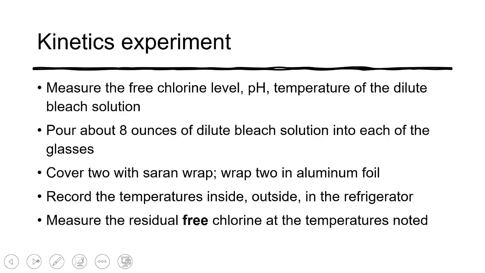So for the kinetics experiment, you're going to measure the chlorine, the free chlorine level. So follow the instructions for free chlorine. You'll also measure the pH and the temperature of the dilute bleach solution. Pour 8 ounces of the dilute bleach solution into each of the glasses. You're going to cover 2 with saran wrap, 2 with aluminum foil. You're going to record the temperatures inside and outside, so basically your room temperature and in the refrigerator.